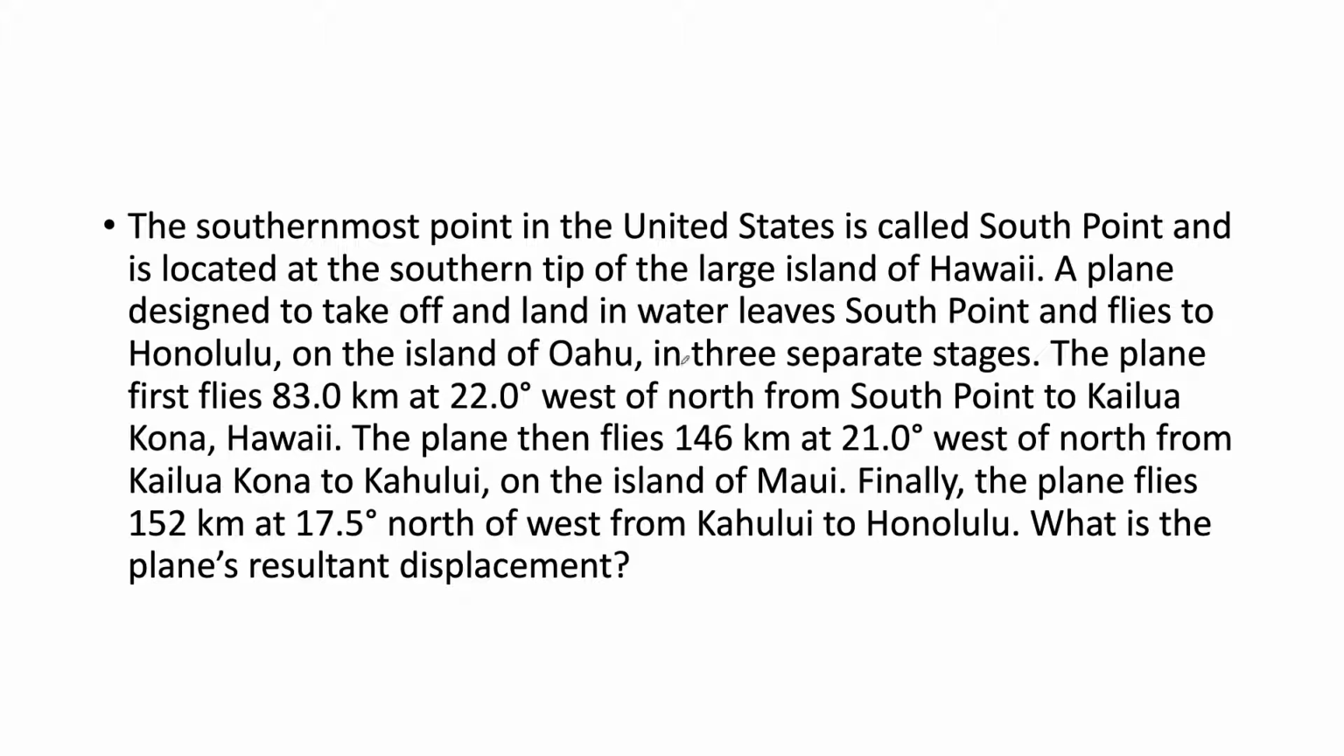And it does it in 3 stages. All right, so we got 3 vectors. The first vector is this guy, 83 kilometers at 22 degrees west of north. This is going to be important.